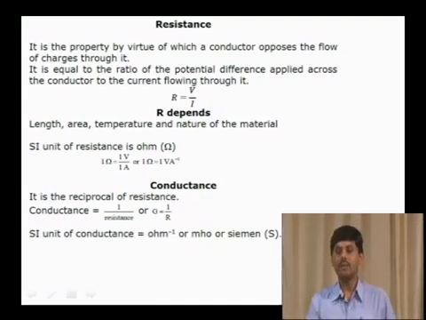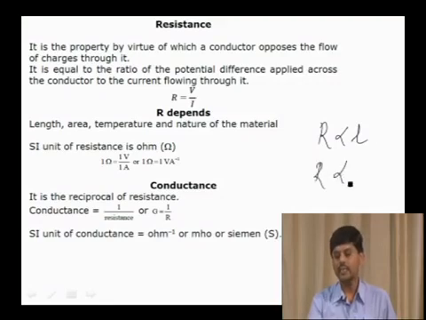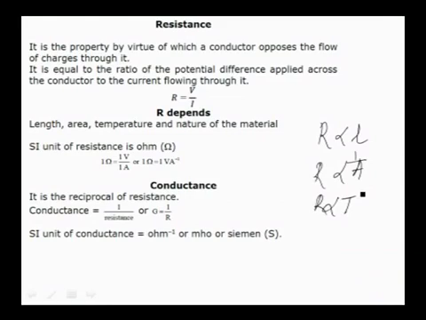This resistance depends on so many factors. Say for example, resistance is directly proportional to the length. Similarly, resistance is inversely proportional to the area, and it is also directly proportional to the temperature. It also depends on the nature of the material. On these four factors, the resistance of a conductor depends.